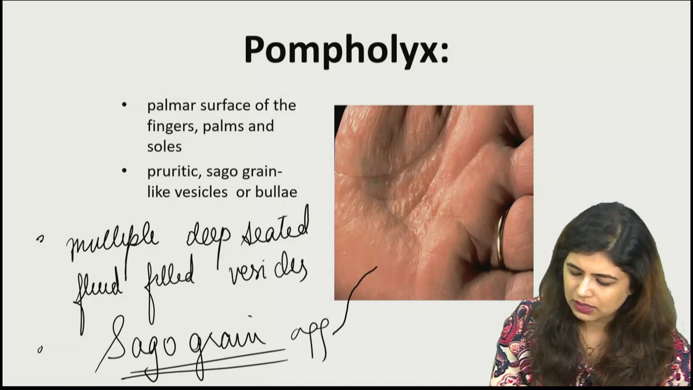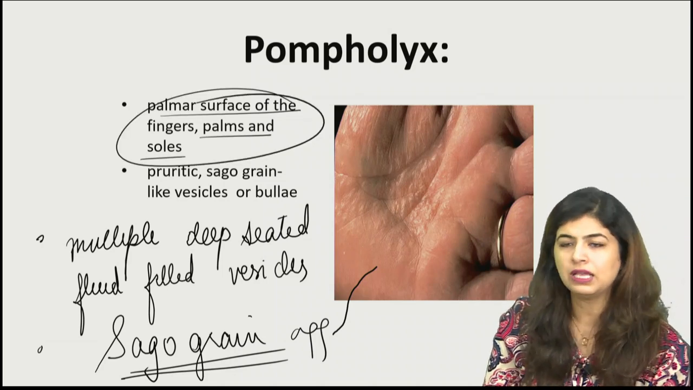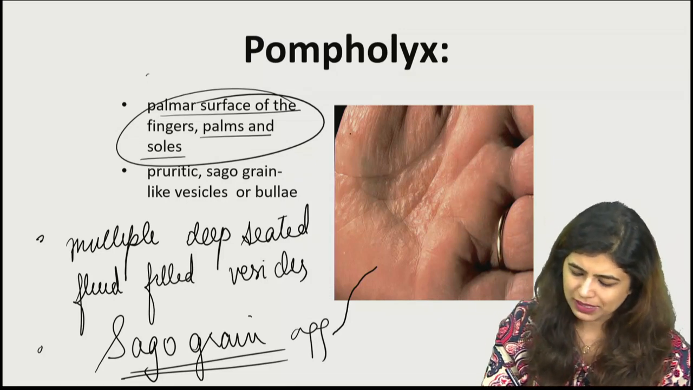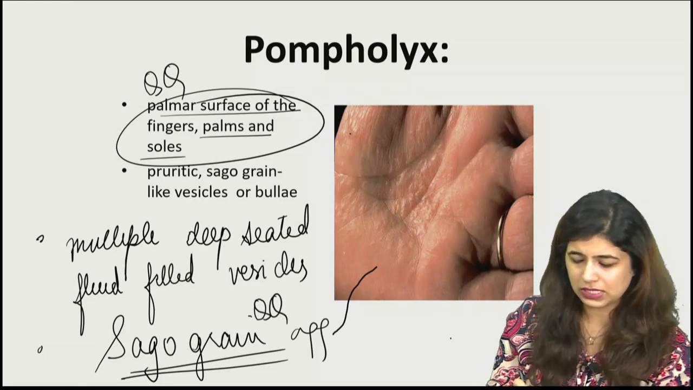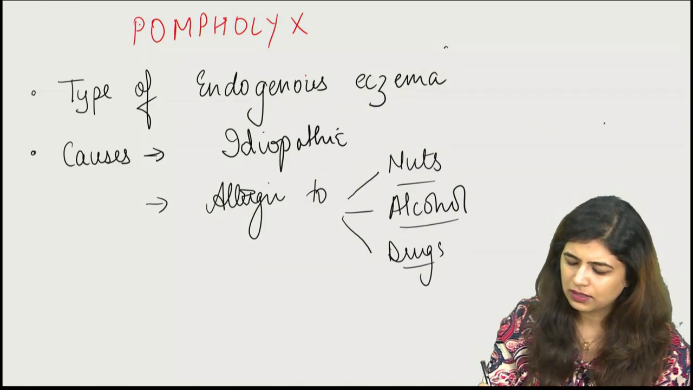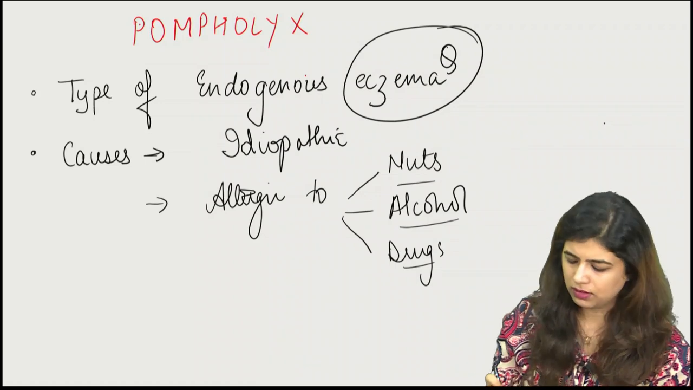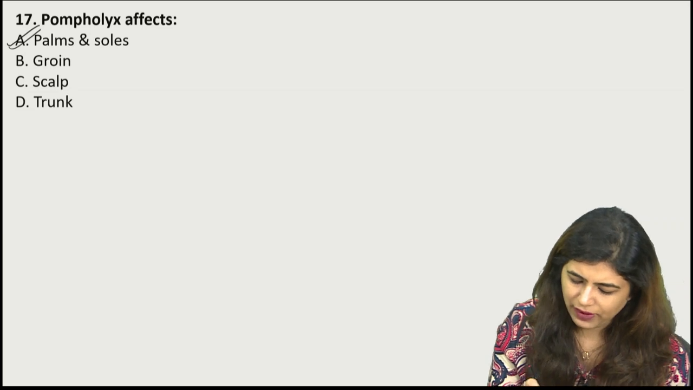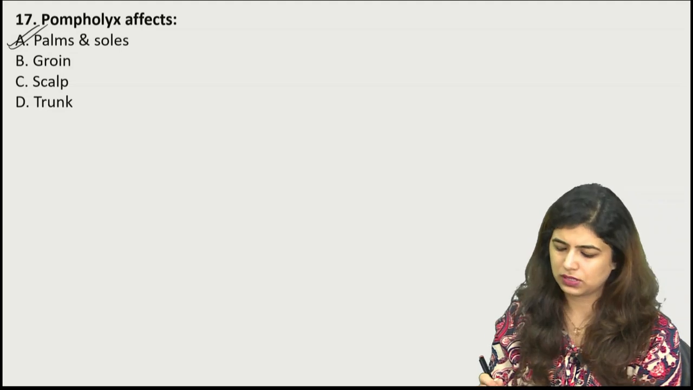Where is this seen? This is generally seen in the palmar surface of finger, palms and soles. So this is where you generally see Pomphylix. I hope I am clear to everyone. What you have to remember is the site, the sago grain appearance, and that it is a type of eczema. Clear to all? Great. Now, moving back to the question, where does it affect? It affects option A, palms and soles.